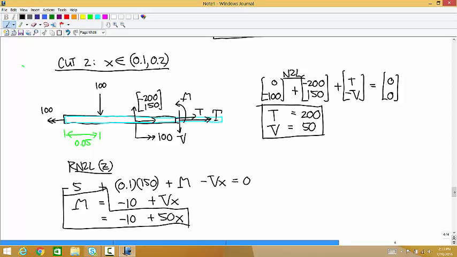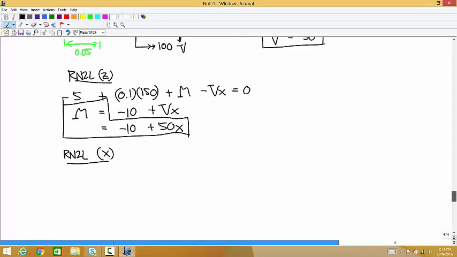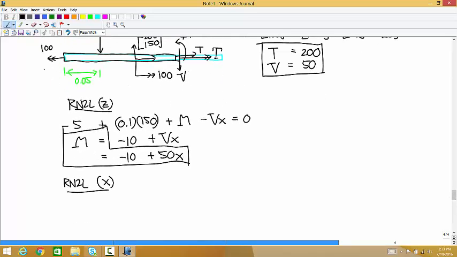And then the last thing we have to do is the moments about the x-axis. So now we have the negative 100 plus the positive 100 plus fancy T is equal to 0. So fancy T is equal to 0.